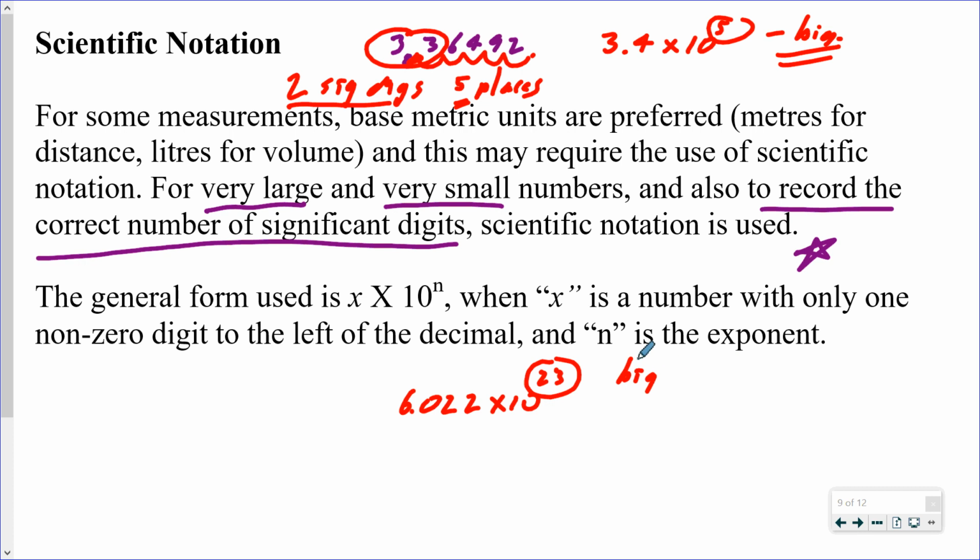So general pattern that we have here, x times 10 to the exponent n. So x is the number with only one non-zero digit to the left of the decimal. So my number to the left of the decimal is non-zero. And n is the exponent, which can be either positive or negative. So if it is positive, that's going to be a really big number.